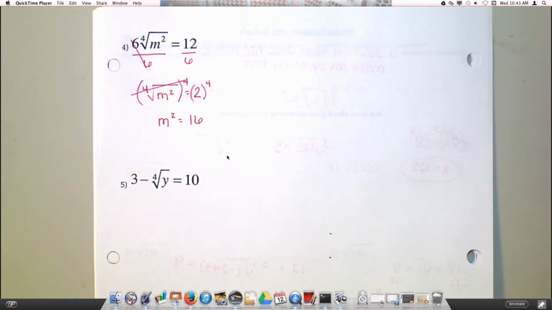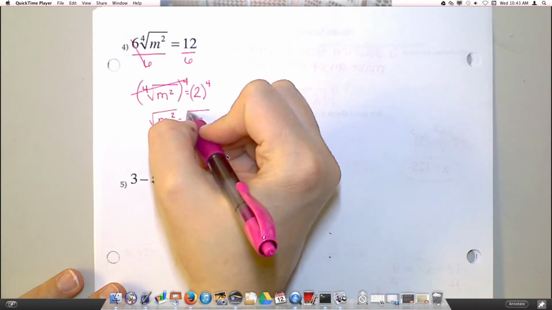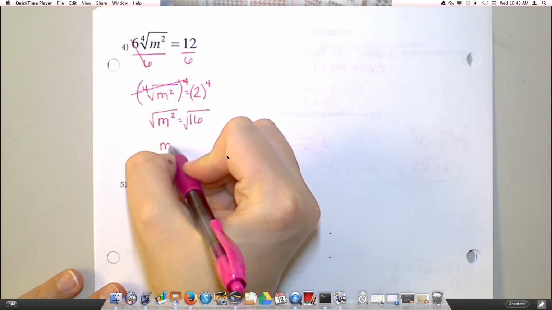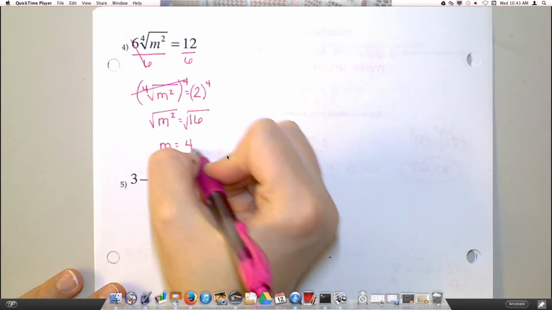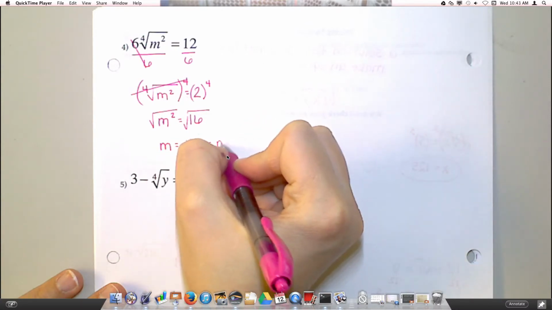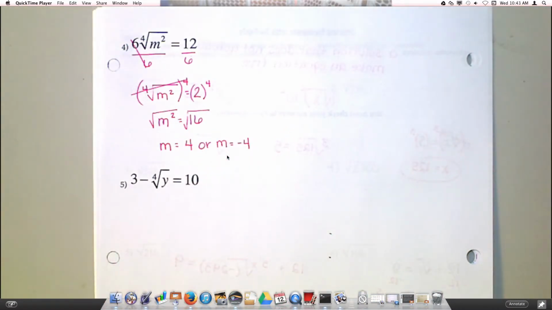Now, this you have to be careful about. We're going to take a square root now. When I take a square root in an equation, how many answers do I get? 2. So it would be positive 4 or negative 4, right? Which means I need to check both of those answers to see which one works.